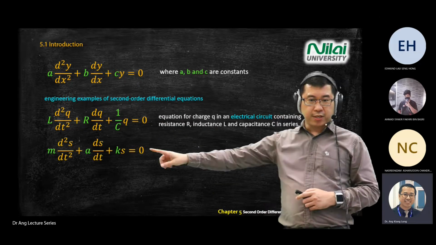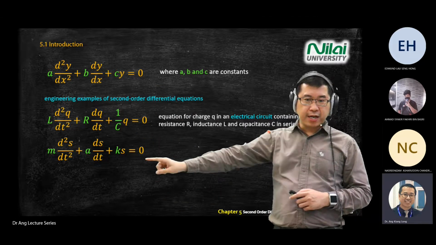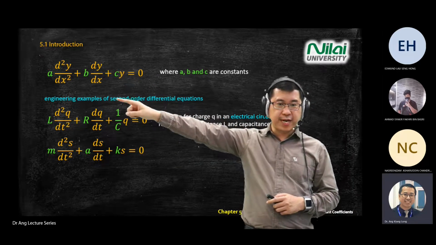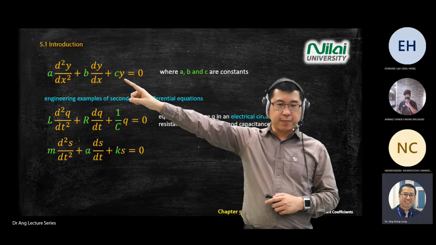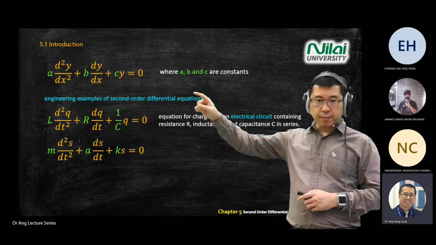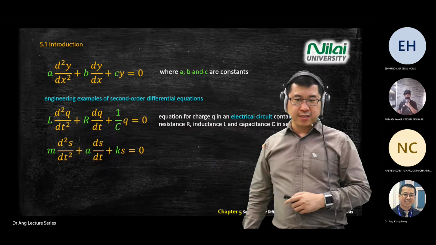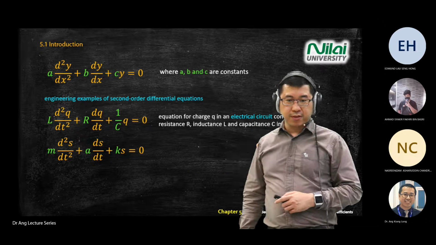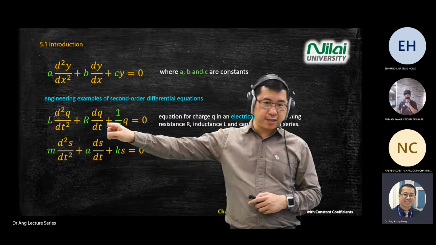Another one, you see something like this, with s and t, but the same pattern. Are you able to identify the same pattern? You still see d square something divided by dx square. Then the middle one will be dy dx. The third one will be y. How do you identify it? The top one is y, y, and y. The second equation is q, q, and q. The third equation on the screen is s, s, s: d square s, ds, s.